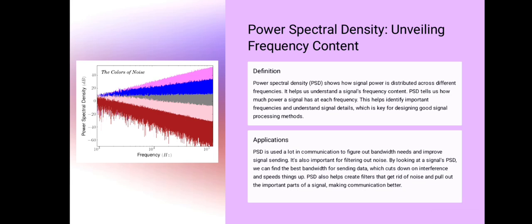And there are some applications. PSD is used in communication to figure out bandwidth needs and improve signal sending. It's also important for filtering out the noise. By looking at a signal's PSD, we can find the best bandwidth for sending data, which cuts down on interference and speeds things up. PSD also helps create filters that get rid of noise and pull out the important parts of a signal, making communication better. We are going to discuss the noise.